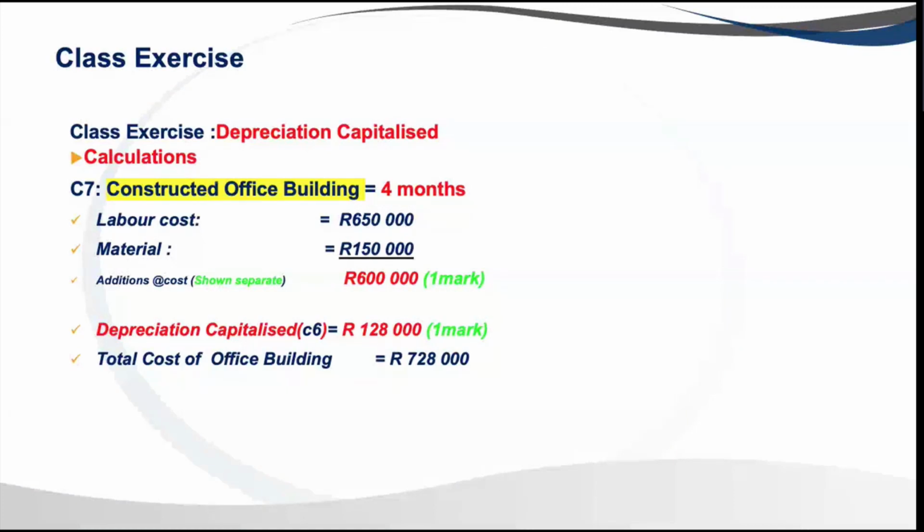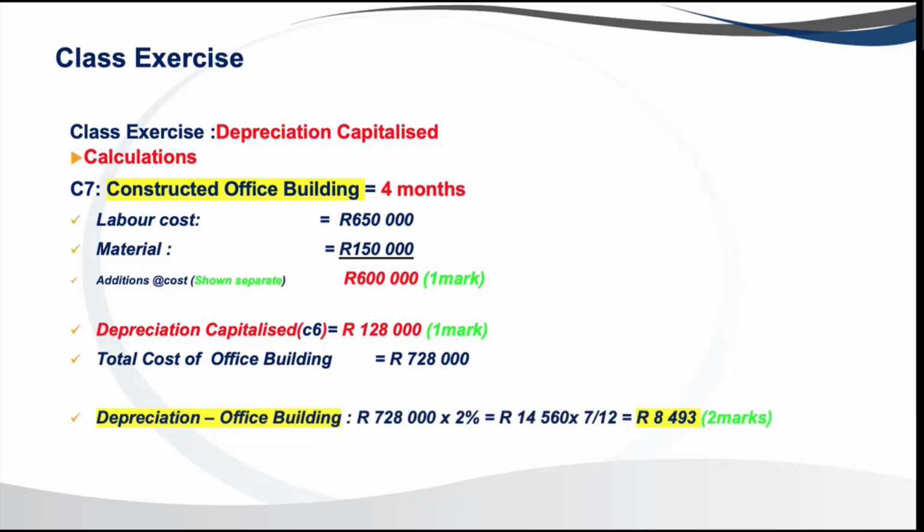Who else is lost? I don't want to leave everyone, hence I'm slowing down a little bit. Now that is how you calculate the depreciation of this. You get the 728 at 2%, you get this 14,000, you multiply that by 7 over 12. So if you've got 80, it's wrong. So it's 7 over 12. Then we're saying this is a depreciation.